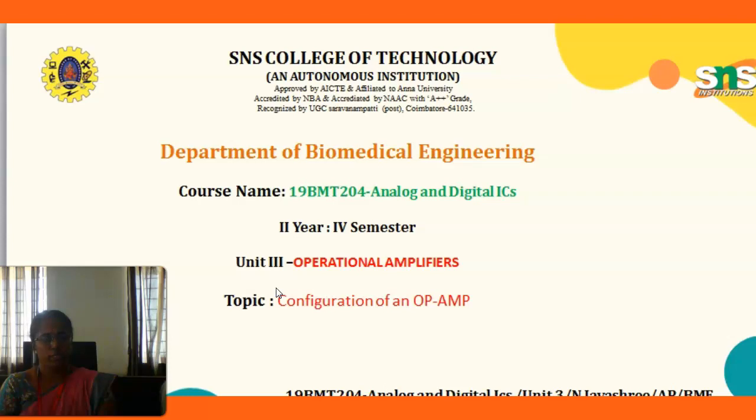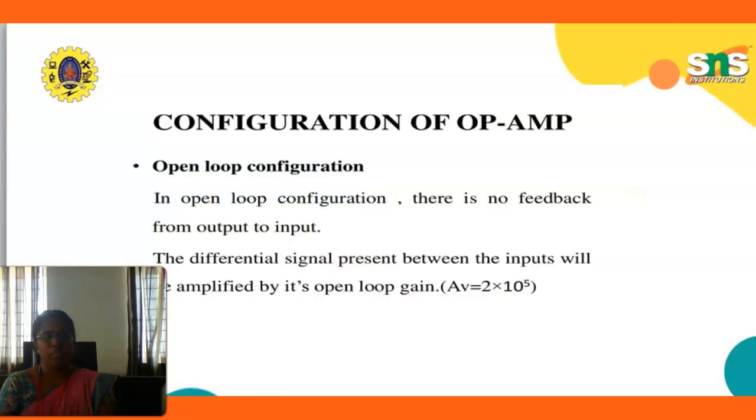I am going to take the configuration of an opamp under operational amplifiers. Let us see what I mean by configuration of an opamp. There are two configurations of an opamp: number one is open loop configuration and number two is closed loop configuration. In open loop configuration, there is no feedback from output to input.